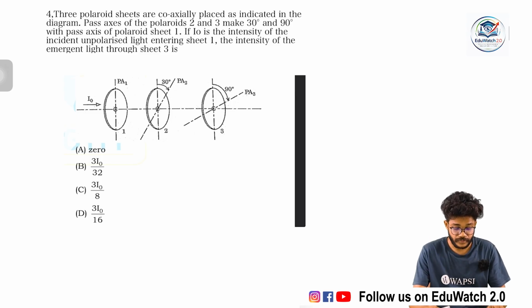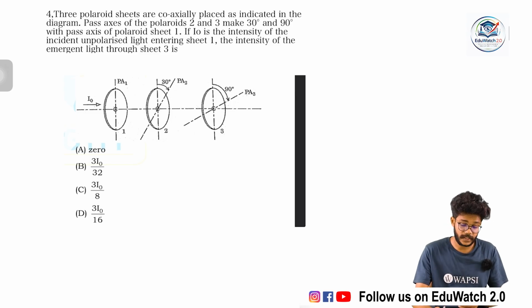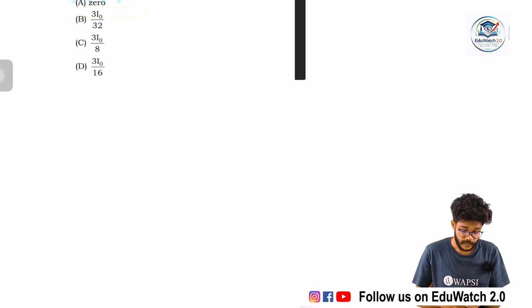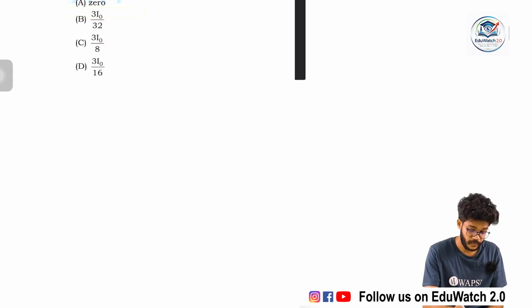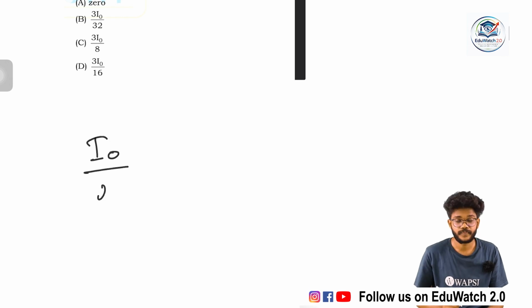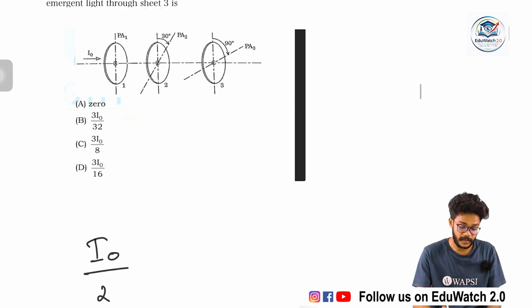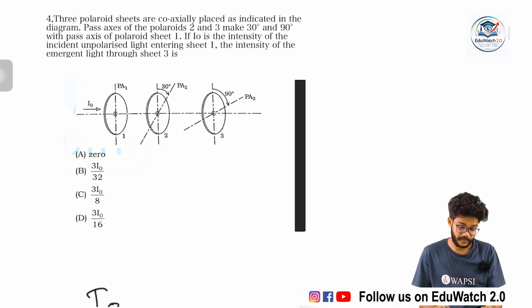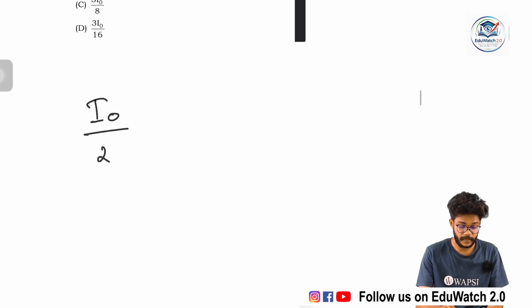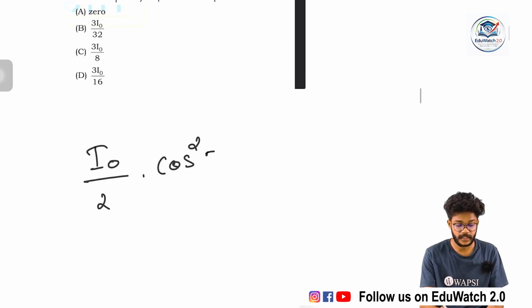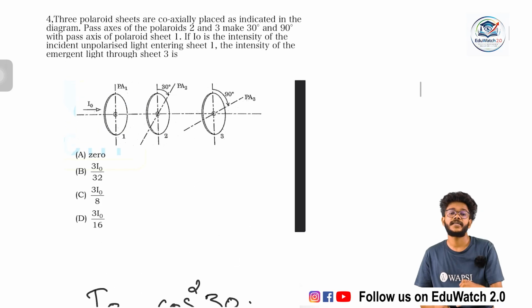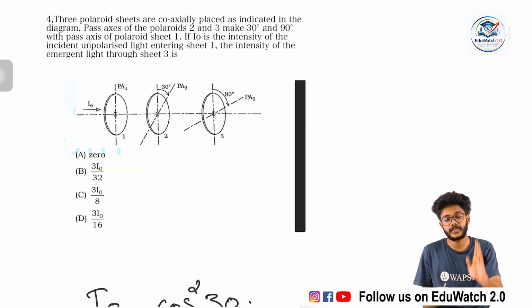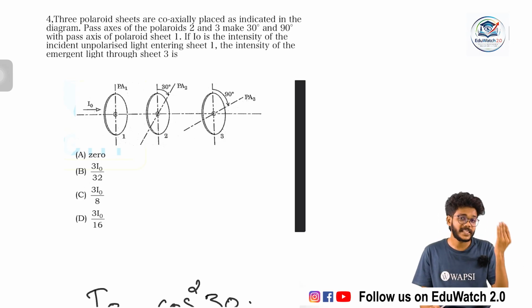I0 is entering sheet 1. The emergent light from sheet 1 has an intensity of I0 by 2. Then it is multiplied by a cos square factor of theta. It is 30 degrees, so it is multiplied by cos square 30. Then after entering the second one, it emerges with a cos square function of theta, and after entering the third one, what will be the theta? It is 90 degrees or 60 degrees.